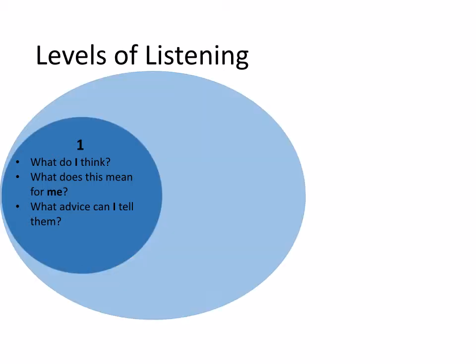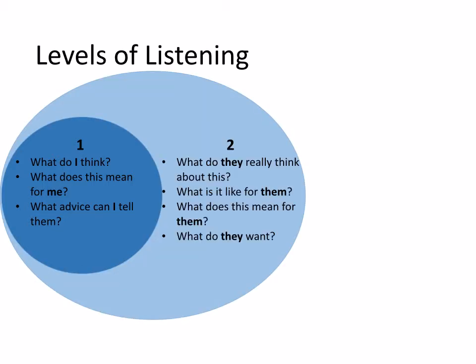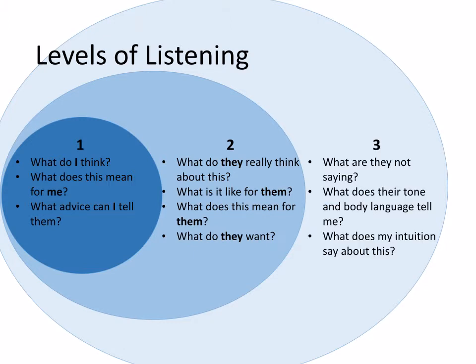The next level involves us focusing much more on what the other person is saying. Instead of thinking of ourselves, we're focusing on what that person really thinks, understanding and empathising with their perspective, and being very curious about what they mean and what they might want. The final level requires us to notice more than what we are just hearing. What is the other person not saying, for example, and what can we determine from their tone of voice or their body language?